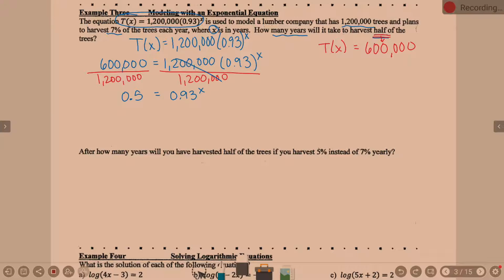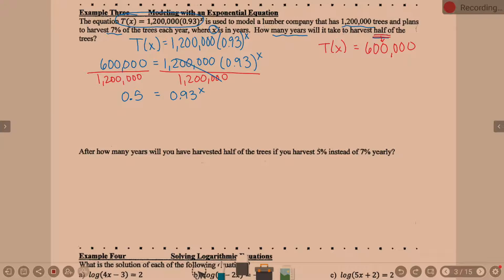Where they gave us an equation. They told us there's 1,200,000 trees. They plan to harvest 7% of the trees each year. X is in years, and they're asking us how many years. So if X is in years and they're asking us how many years, we're finding X. Notice X is in the exponent. So this goes right along with the process of what we were using yesterday.